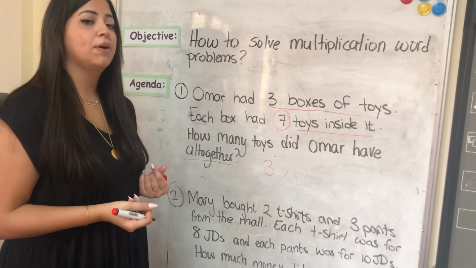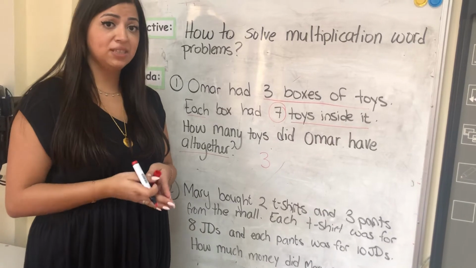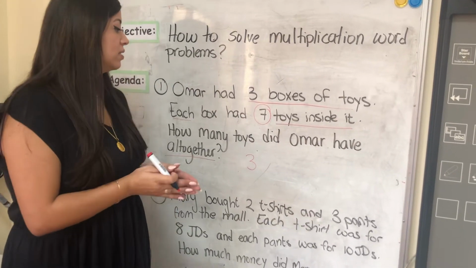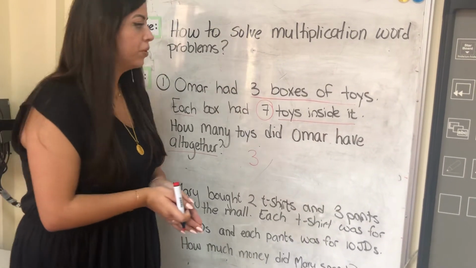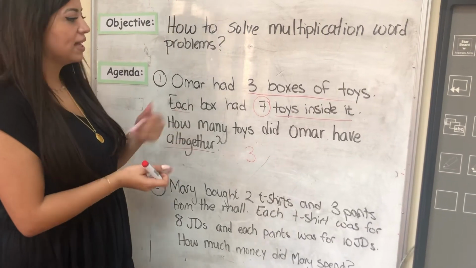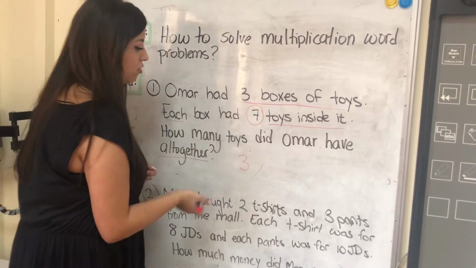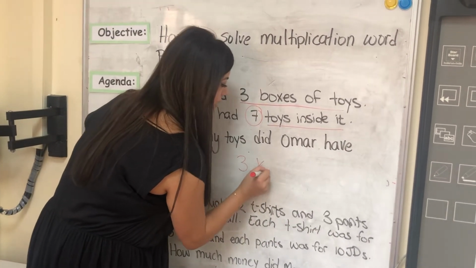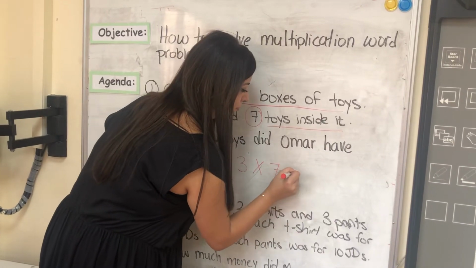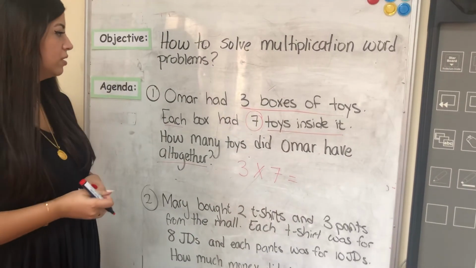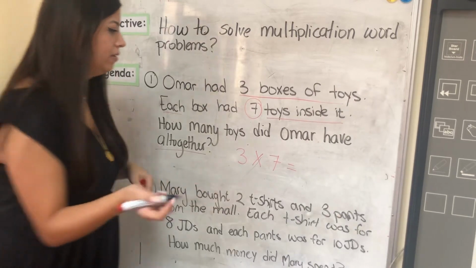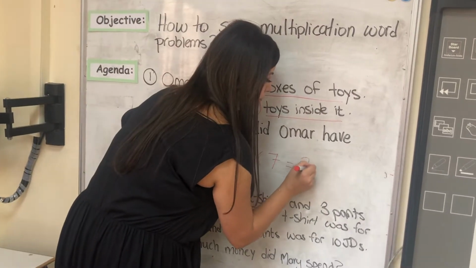And just like we talked about previously, we said in a multiplication sentence, the second number is the number of items inside each group. So here it tells me each box had 7 toys inside. So I take 3, I'm going to multiply it by 7 to figure out my answer. So here, 3 times 7 gives me 21.